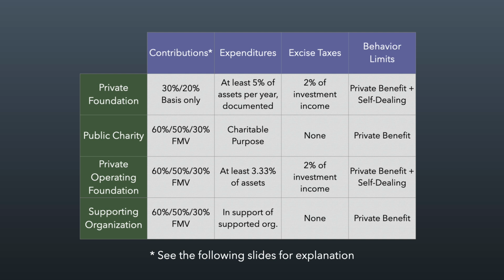And so that fills out our little table here. We're going to be generous with the way donations are treated. Private operating foundations have to spend at least 3% of their assets on the activity every year instead of 5%. Supporting organizations just have to prove that they're spending their money to support the public charity that they chose. Private operating foundations still have to pay investment income tax and still have self-dealing. Supporting organizations don't have to worry about that.